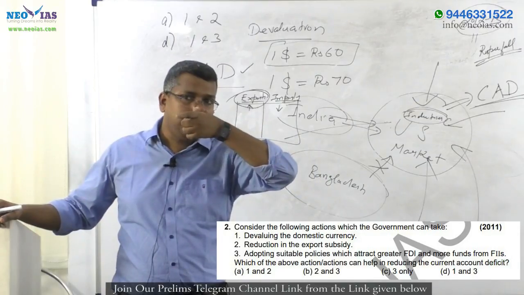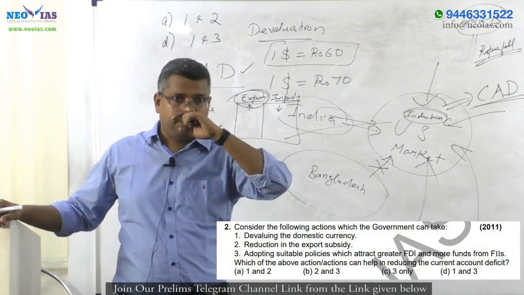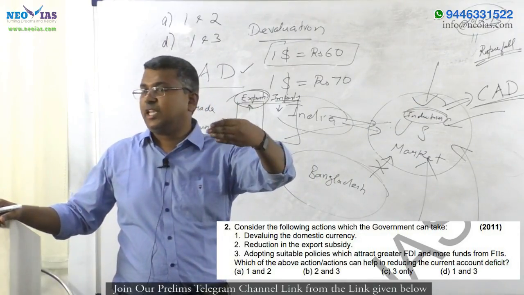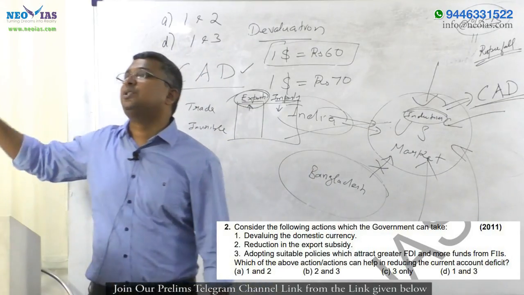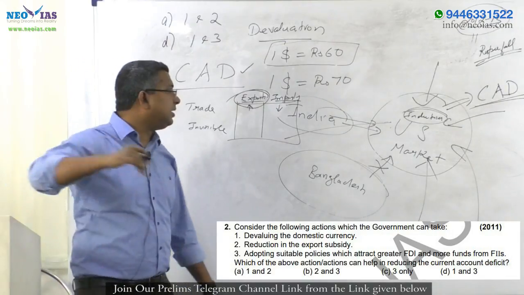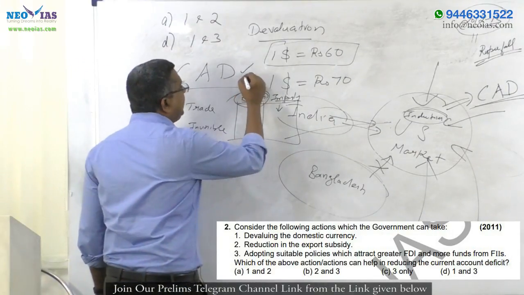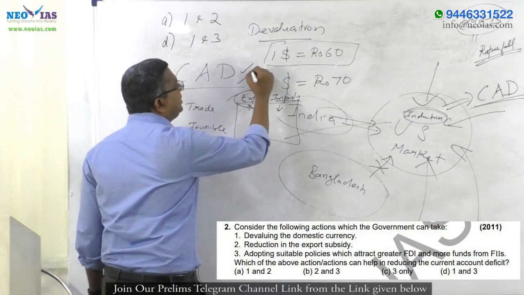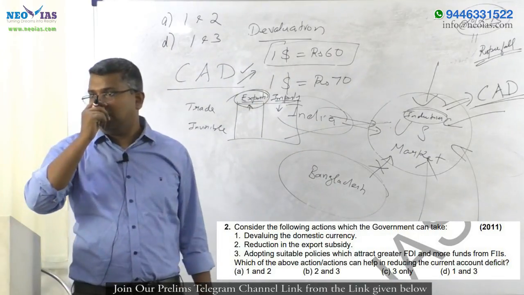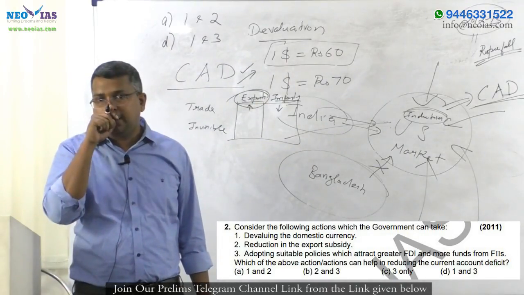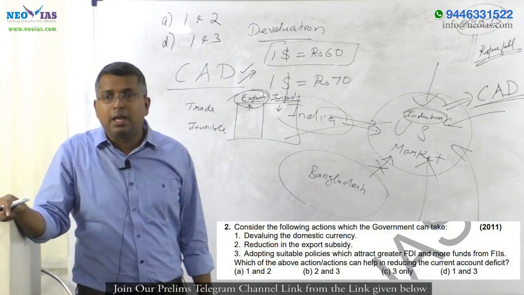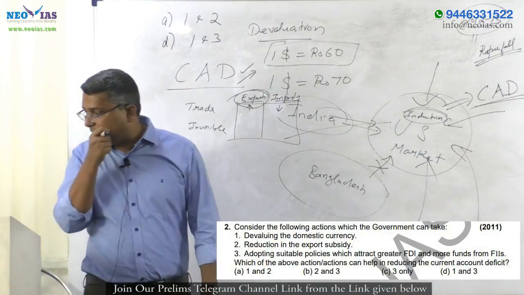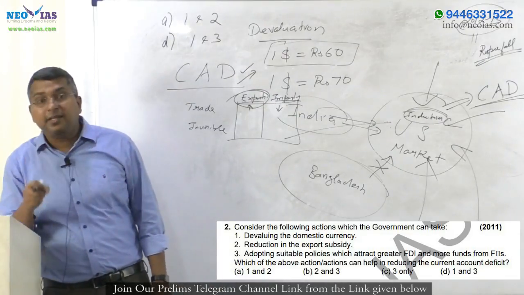If the export subsidy is withdrawn, exports become costlier and the price will increase. So exporters will lose an important advantage. So a reduction in export subsidy does not reduce the deficit, rather it will increase it, because exports will come down. So the second statement should not be in your answer. So the answer will come as 1 and 3.